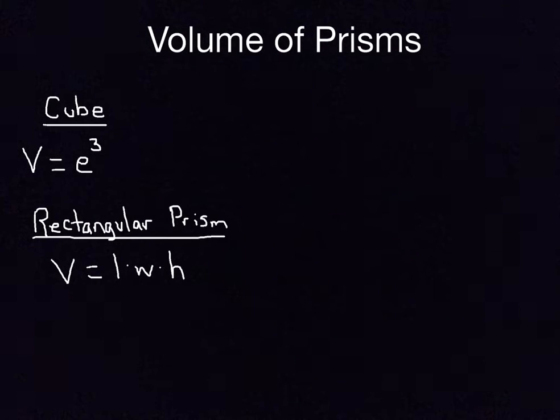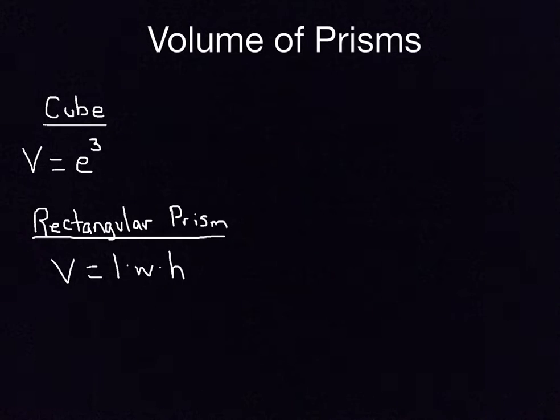Previously on volumes, we have looked at the volume of a cube, which is V equals E cubed, where E is just the edge of the cube, and on a cube all the edges are the same. Then we also took a look at the volume of rectangular prisms. Volume again is how much can fit inside of a solid. So the volume was length times width times height. And today we're going to take a look at just prisms in general.